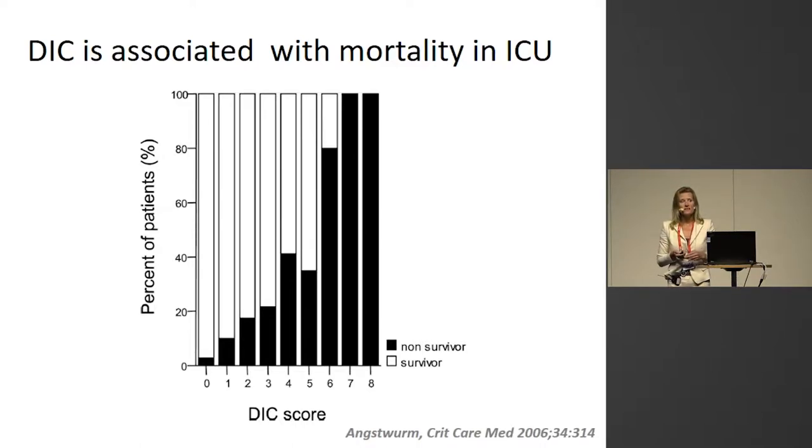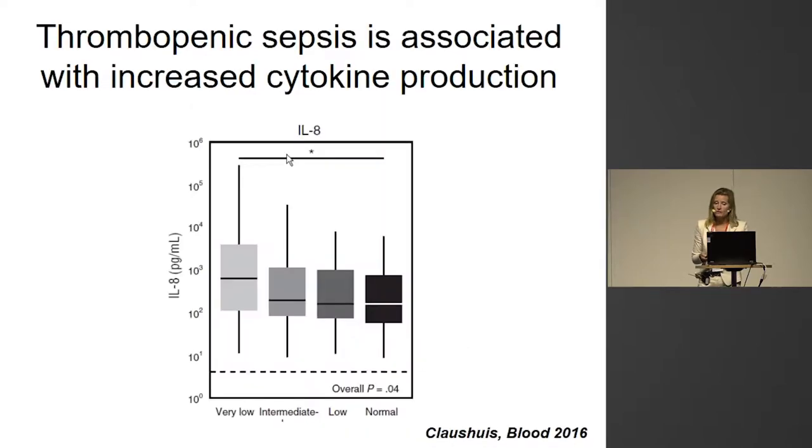But I'm not saying that the mechanism driving the mortality is related to the thrombosis or the bleeding risks. You know, thrombocytopenia may well be a proxy of something else, of a dysfunctional immune response. You can divide up your sepsis cohort depending on their platelet count. And if you do that, you can see that the patients with a very low platelet count produce more IL-8 as a marker of a hyperinflammatory cytokine response.